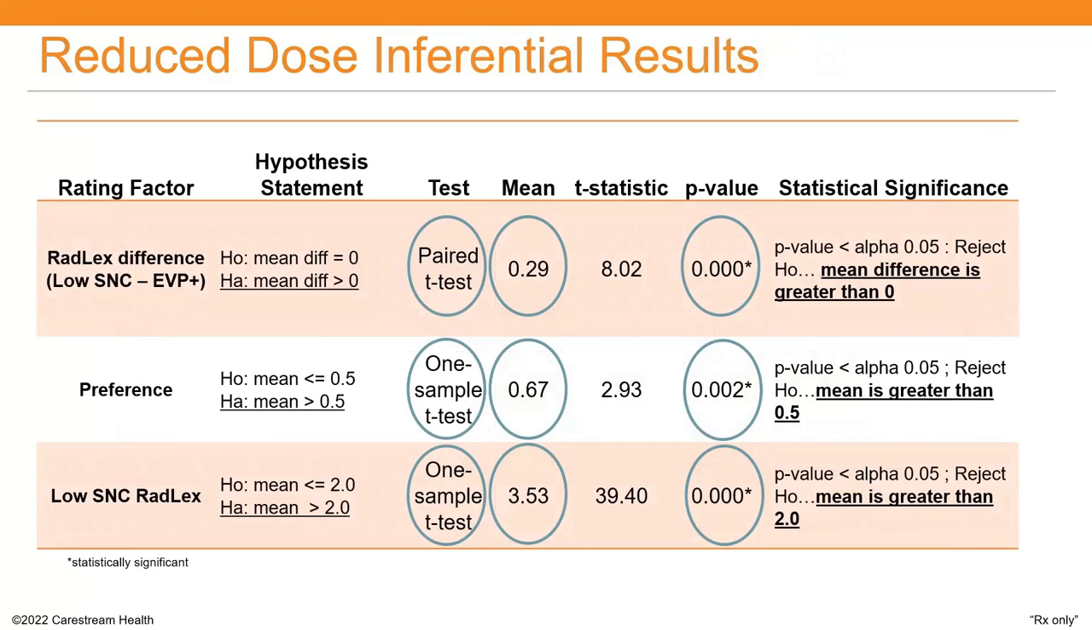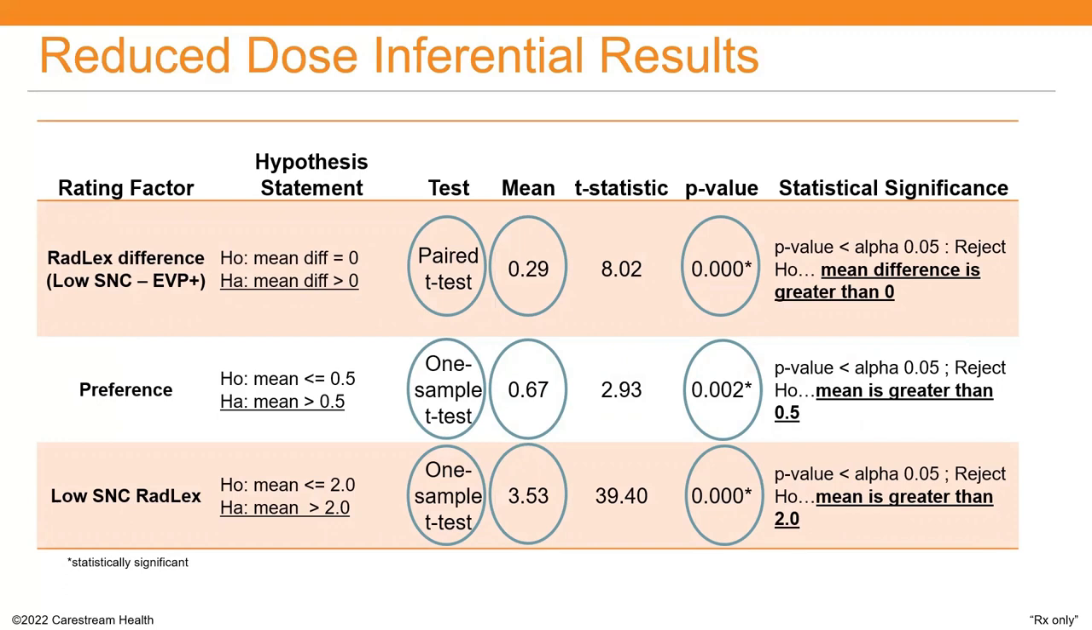The paired t-test was used to evaluate the difference in RADLEX ratings, testing if the difference is greater than 0. The result demonstrates that the mean RADLEX difference is greater than 0. Therefore, we conclude at the 95% confidence level that the SNC processing on reduced dose images yields RADLEX ratings greater than 0. While the difference may not be clinically impactful, the SNC processing on reduced dose images produces images with diagnostic superiority over the nominal images with EVP Plus alone.